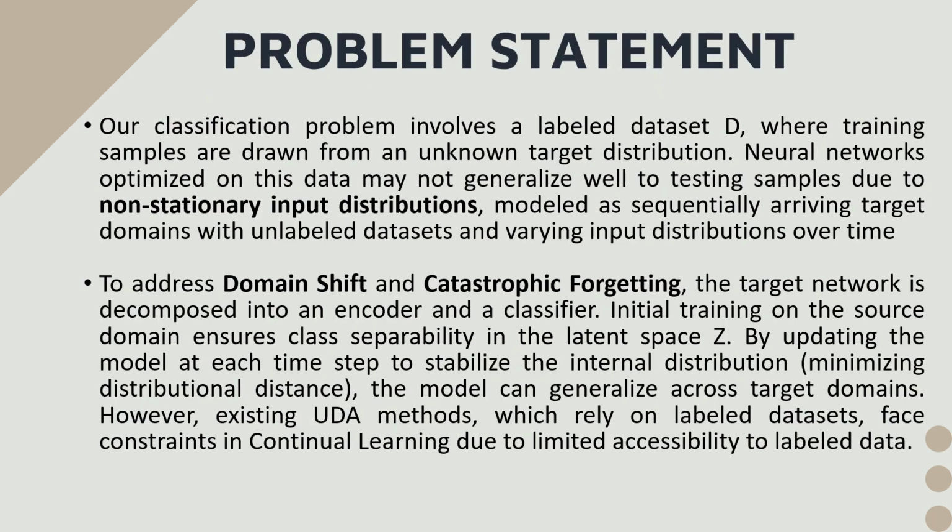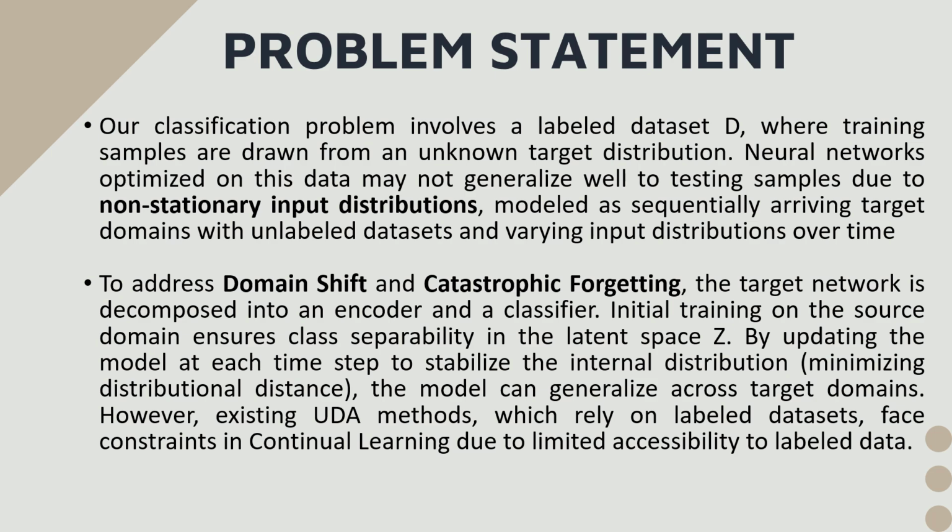So let's see what the problem statement is. We are given a classification problem with a labeled dataset D, where training samples are drawn from an unknown target distribution. While neural networks might optimize for this data, they will not generalize well due to the samples being drawn from a non-stationary input distribution. So we model this using sequentially arriving target domains with unlabeled datasets and varying input distributions over time.